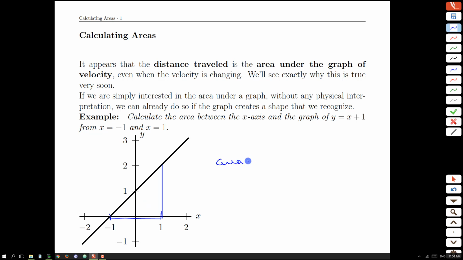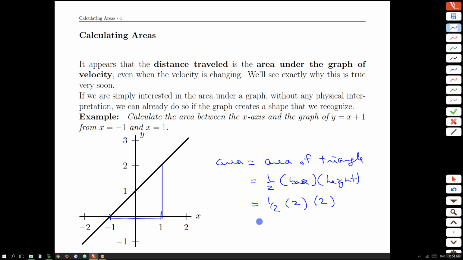So that area would be the area of a triangle, and that triangle area is 1/2 base times height. And with the 1/2 base times height, we just note the base is 2 long, and the height is from 0 to 2 as well. Nice 45-degree triangle. And so our total area would be 4/2, or 2 square units. Perfect. So if we have a nice simple graph, we can find the area. Let's see where else we can go with this.